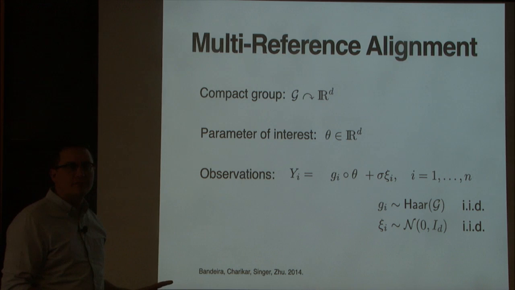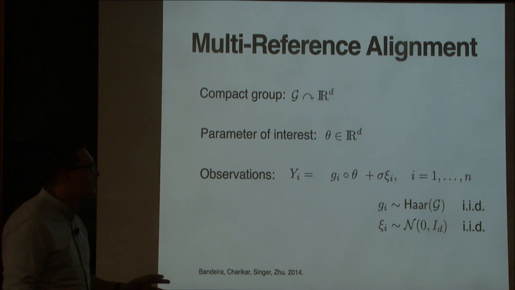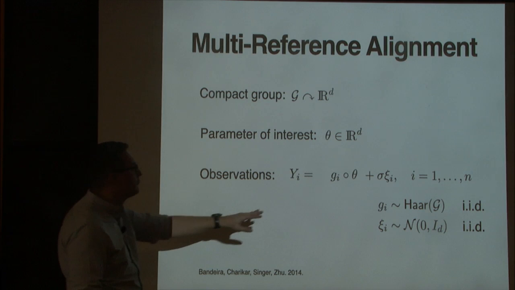Everything is IID across observations, so across measurements of molecules and across each of the locations of the molecule. Of course, in practice, there would be some correlations here for each observation that I have, but we're not going to consider that, it's already hard enough like that. Think of sigma as being huge, like 2^10, compared to the signal being of order 1.